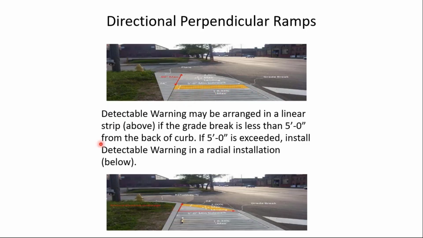If that distance is more than 5 feet, then you need to use a radial installation, like you see here. The detectable warnings at the back of curb. Unfortunately, the photographs are kind of different scale. This is actually more than 5 feet here. Well, it looks like a short distance, but it's more than 5 feet, and so we need the radial installation.